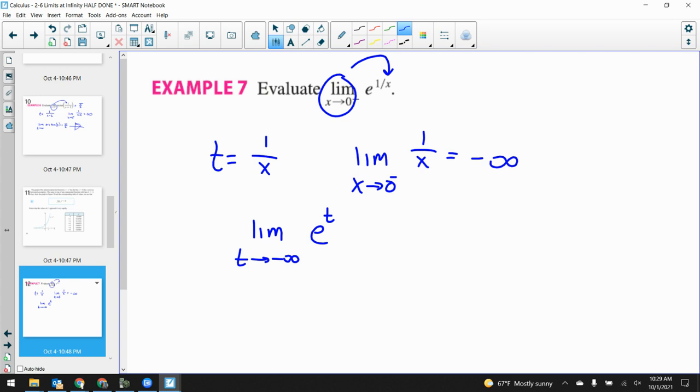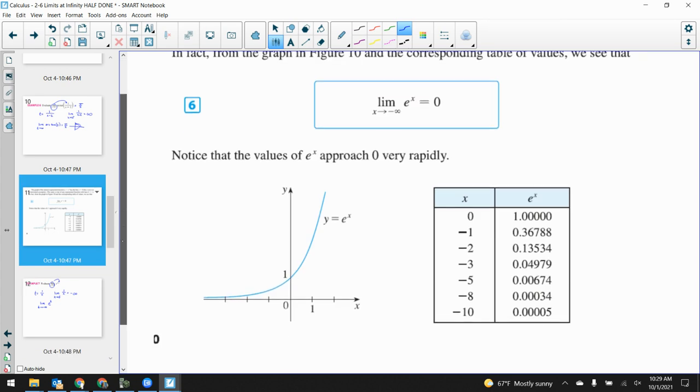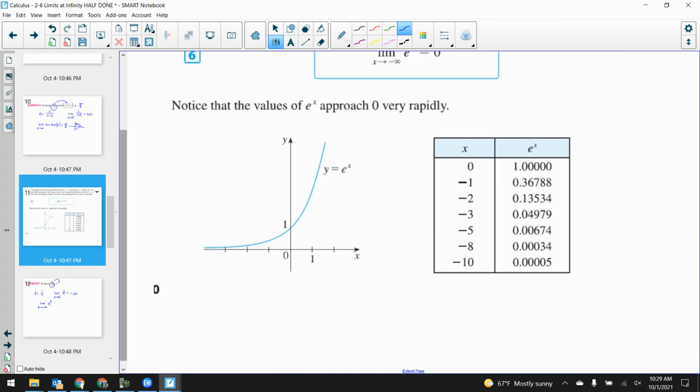So what is this now? Well, think about e to the x, which is the same thing as e to the t. If I keep putting negative exponents in there, what's it going to go to? As I keep going negative and negative on e to the x, if I go to negative infinity, where's it going to?